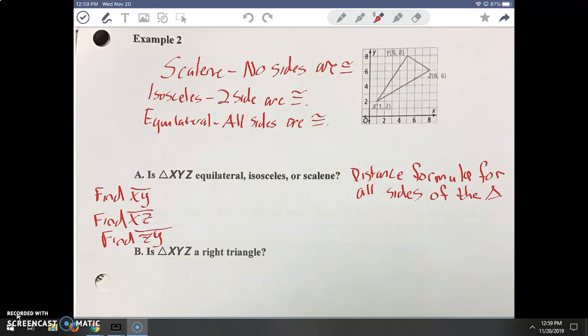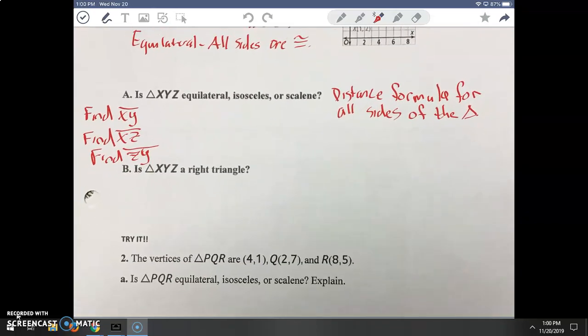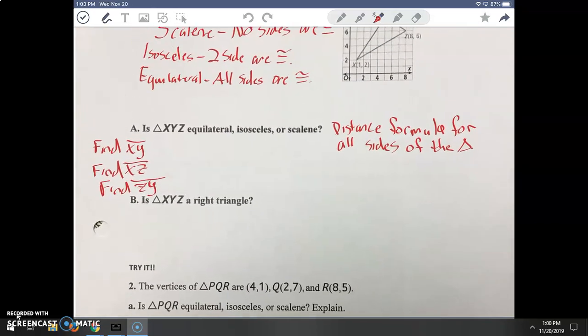Once you find them, you'll start comparing. And once you compare, you'll see if the sides are the same, not the same, things like that. Okay, so I'm going to pause it, do the work. I encourage you guys to possibly try to do all of them yourself as well, just to see if you know what you're doing.